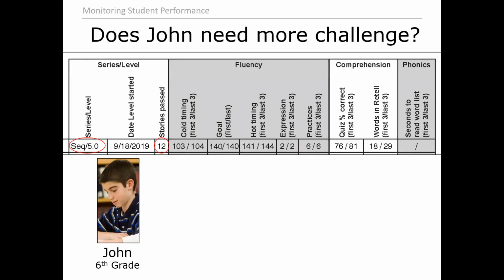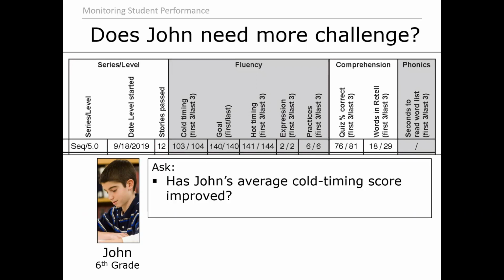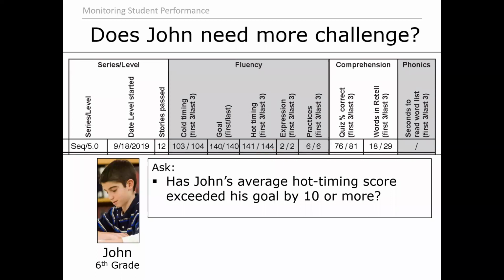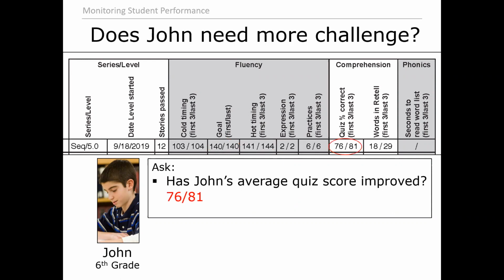He's making too many errors to pass on the first attempt. He's a sixth grader working in 5.0 and he's passed 12 stories. His average cold timing score from a very technical standpoint has improved, but I would not say that that is an improvement. His average hot timing score, again, it has improved a very small amount. His goal and his hot timing are not 10 or more apart. They're only 4 apart. His quiz has gone up a little bit, so that's good at least. And his practices have remained the same.